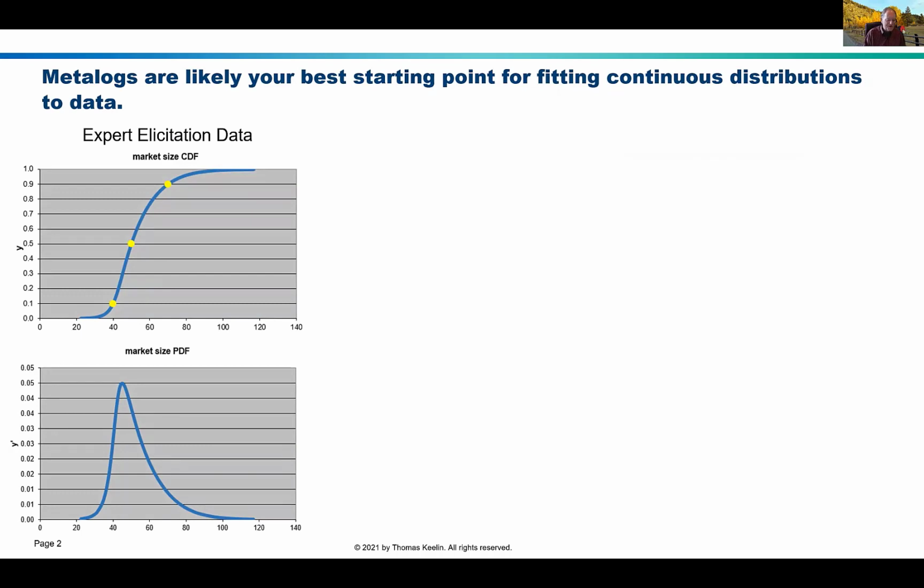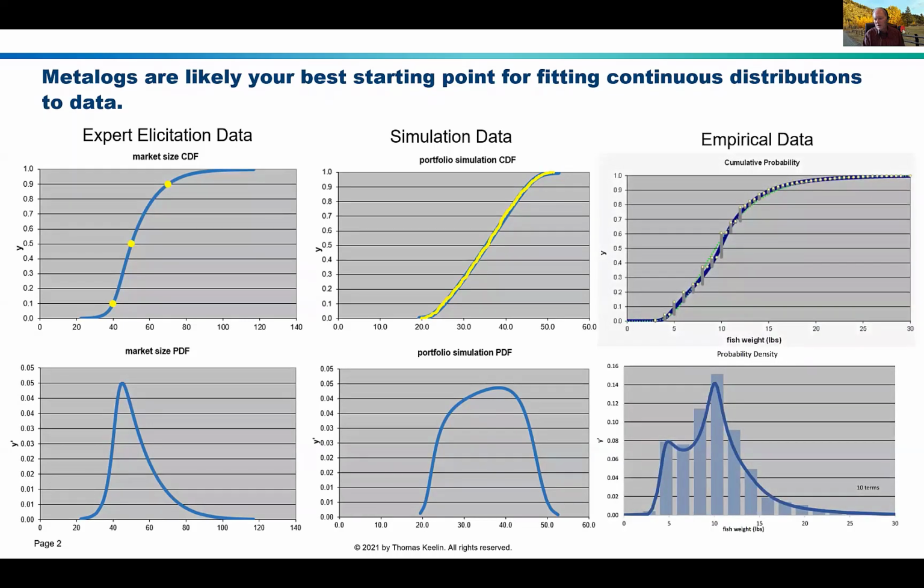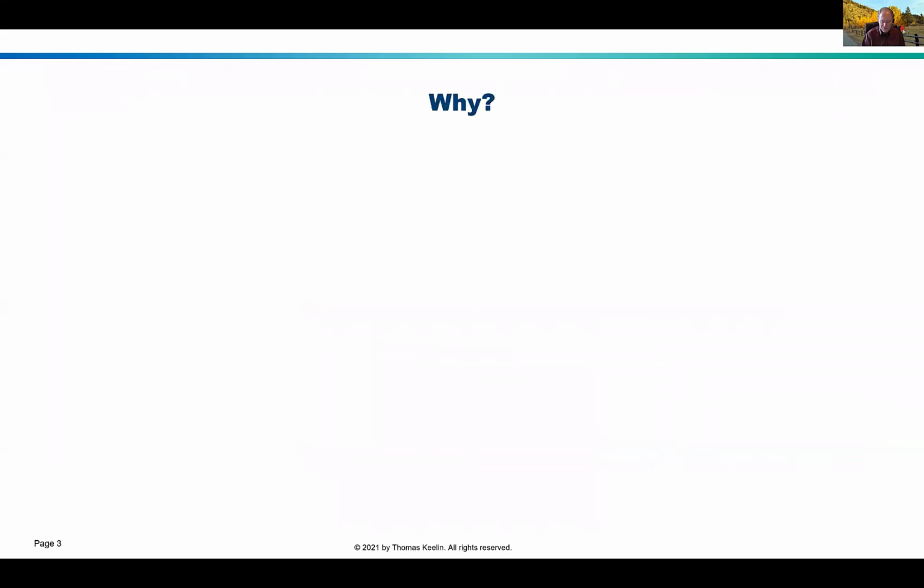It could be expert assessed data, where you want a continuous distribution to run through 3 expert assessed data points. It could be simulation data, where you want a closed form probability distribution to represent the results of a simulation and to do this far more accurately than would typically be possible using classical distributions. It may be empirical data. It may even be multimodal, as in this example here, where once again, the Metalogs will fit the data better and more easily than classical distributions.